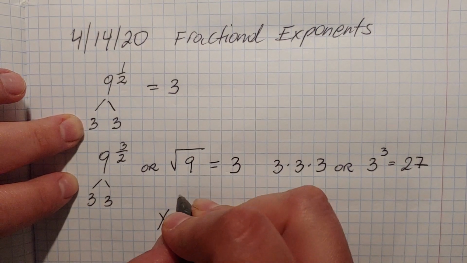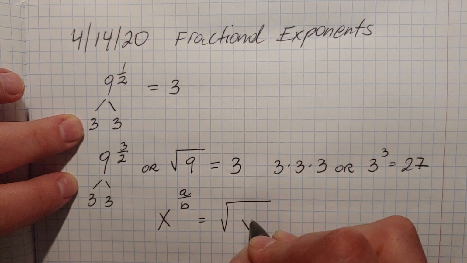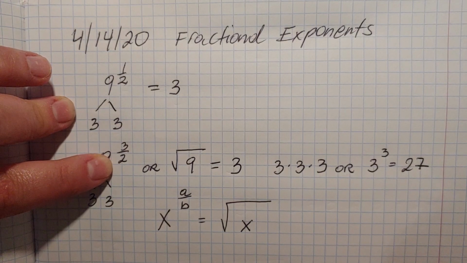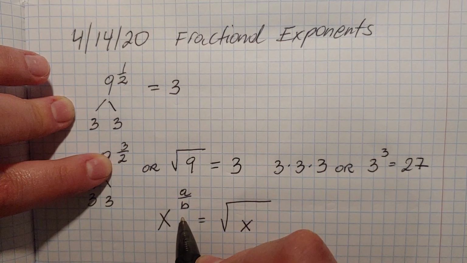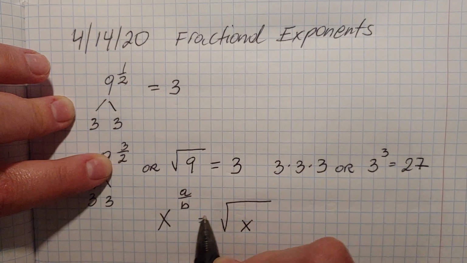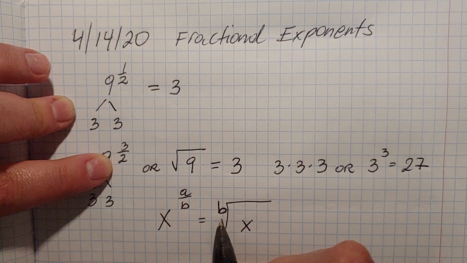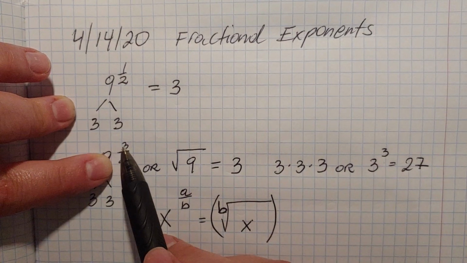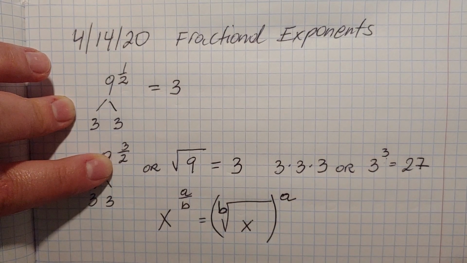Any number to a fractional power means I need to take a root of that number. Now the question is what root? If it's a second power, it's our favorite square root that we've been doing for a long time. But sometimes it's not a second power. It might be third root, fourth root, fifth root, whatever your denominator is, that is your root. And then taking everything to the power of whatever my numerator was. In this case it will be a, whatever the a is.